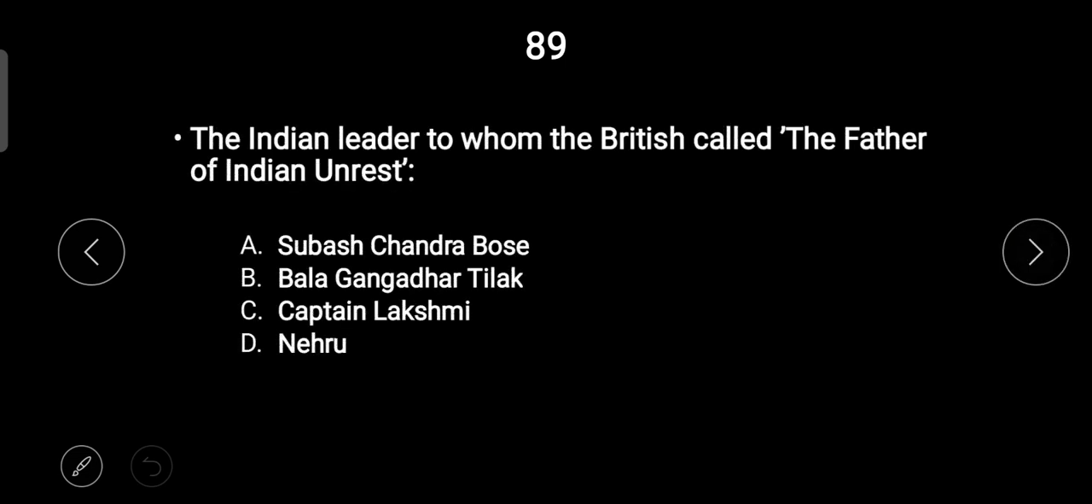89. The Indian leader whom the British called the father of Indian unrest. Whom did the Britishers call the father of Indian unrest? Options are Subhash Chandra Bose, Bal Gangadhar Tilak, Captain Lakshmi, and Nehru. Answer is Bal Gangadhar Tilak. Okay. He was born in 1856 and died in 1920. He is sometimes called the first leader of the Indian independence movement. He has also got the title Lokmanya. You might have heard this.